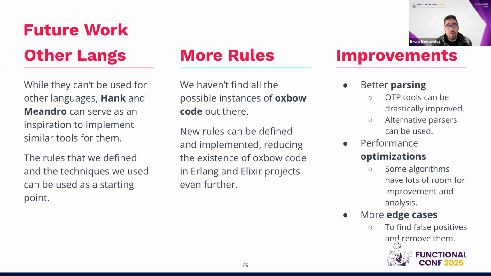On the other hand, Hank and Meandro can be improved with more rules, with better AST parsing, with better or more performant internal processes. We welcome performance improvements with open arms. Since these tools are more effective when run on large code bases, their execution may take a while. It's usually as fast as Dialyzer, which is a good thing, but still it may take a couple of minutes to run on a large project. So it's nice if we can trim down those times as much as we can.